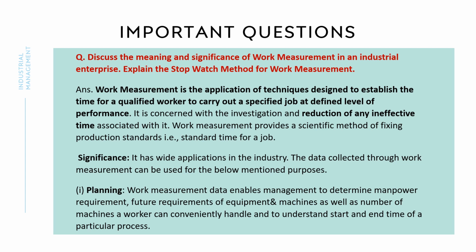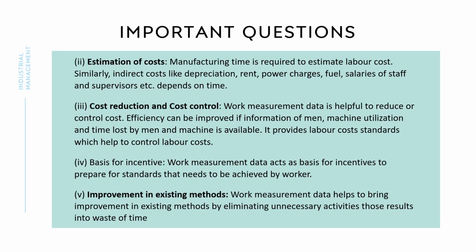Planning. Work measurement data enables management to determine manpower requirement, future requirements of equipment and machines, as well as number of machines a worker can conveniently handle, and to understand start and end time of a particular process. 2. Estimation of costs. Manufacturing time is required to estimate labor cost. Similarly, indirect costs like depreciation, rent, power charges, fuel, salaries of staff and supervisors, etc.